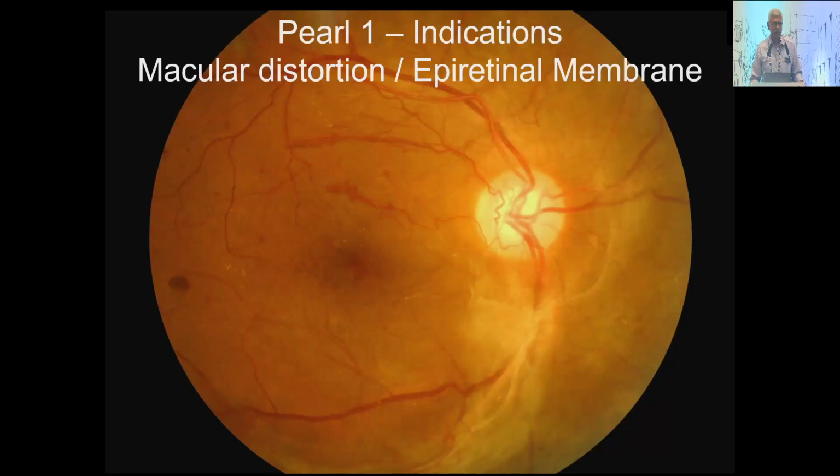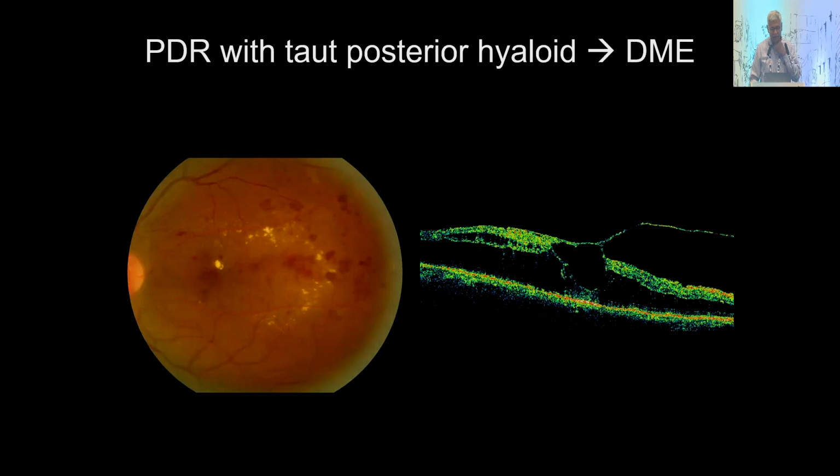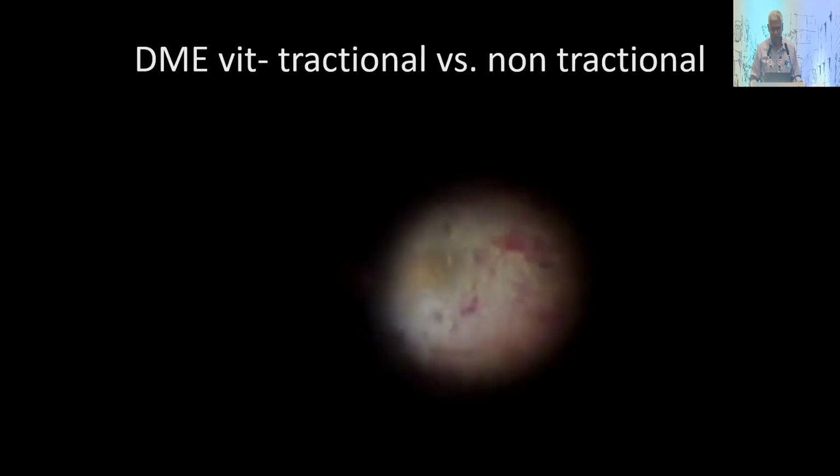Now let's start with point number 1. Indications have expanded as far as diabetic vitrectomy is concerned. Even if there is an epiretinal membrane which is causing macular distortion and a cystoid edema, then we go ahead with the surgery. This is a slide which you did see earlier in one of the presentations. Proliferative diabetic retinopathy with a thickened posterior hyaloid, which is resulting in diabetic macular edema, is not going to resolve with injections and needs a vitrectomy.